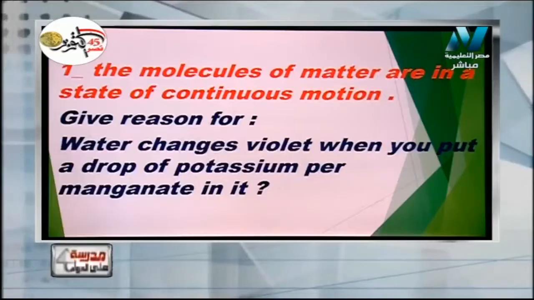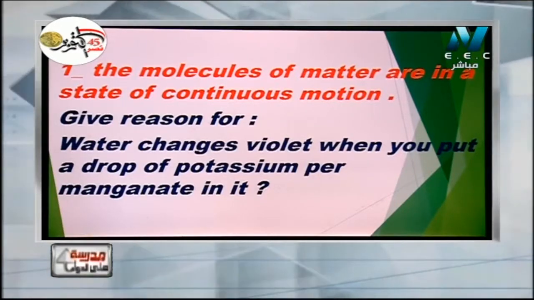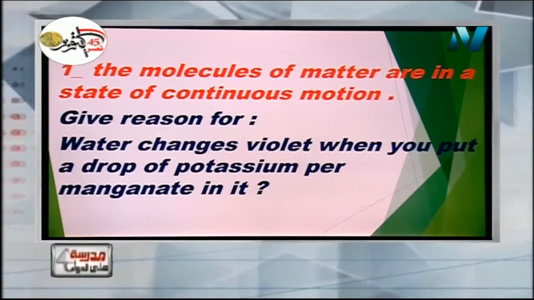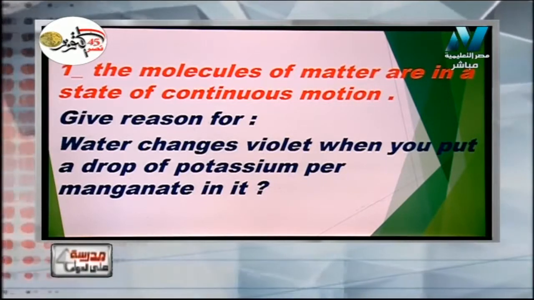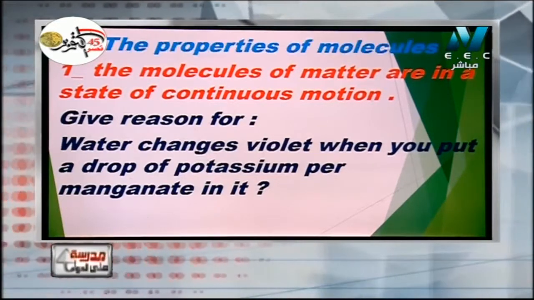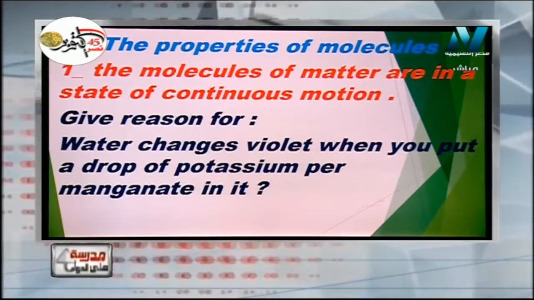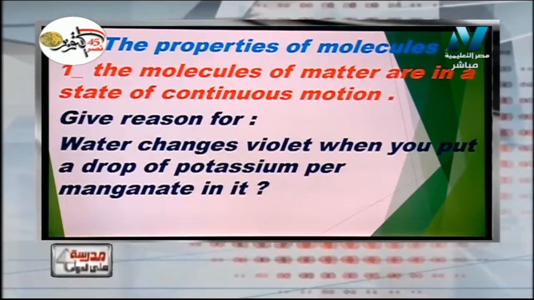This is a proof for what? For that the matter consists of molecules. Number 1, first property, properties of molecules. We know that matter consists of molecules. But what are the properties of molecules? Number 1, all molecules of matter are in states of continuous motion.